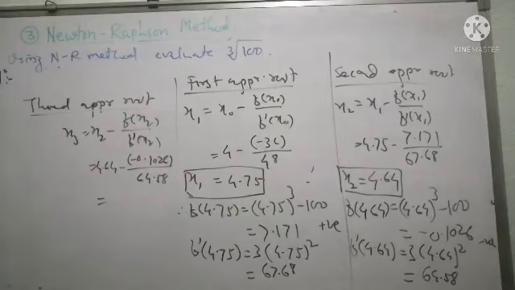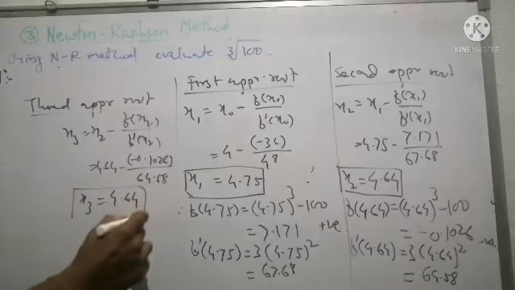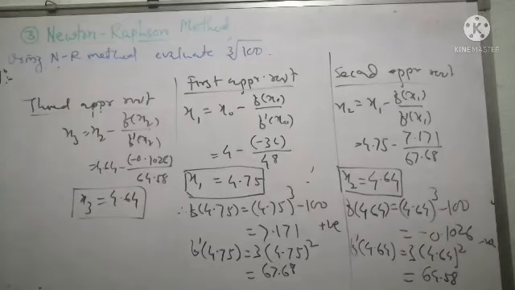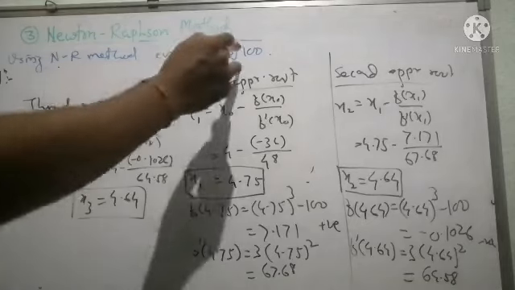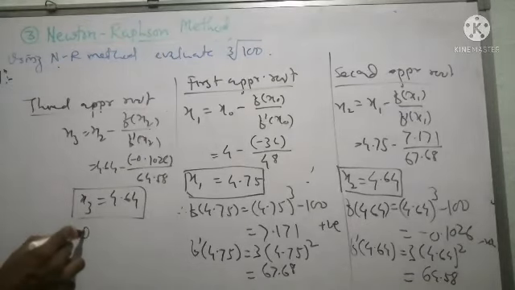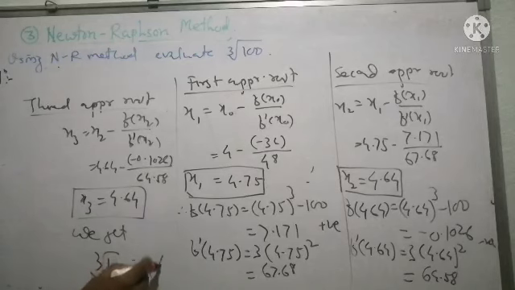Now here x3 is again 4.64. As you can observe, the successive iterations have the same result, that is x2 is 4.64 and x3 is 4.64. In such a case we stop the process, as we cannot further improve the result. That means the root of this algebraic equation is 4.64, which is the value of the cube root of 100. So finally, the cube root of 100 is equal to 4.64.